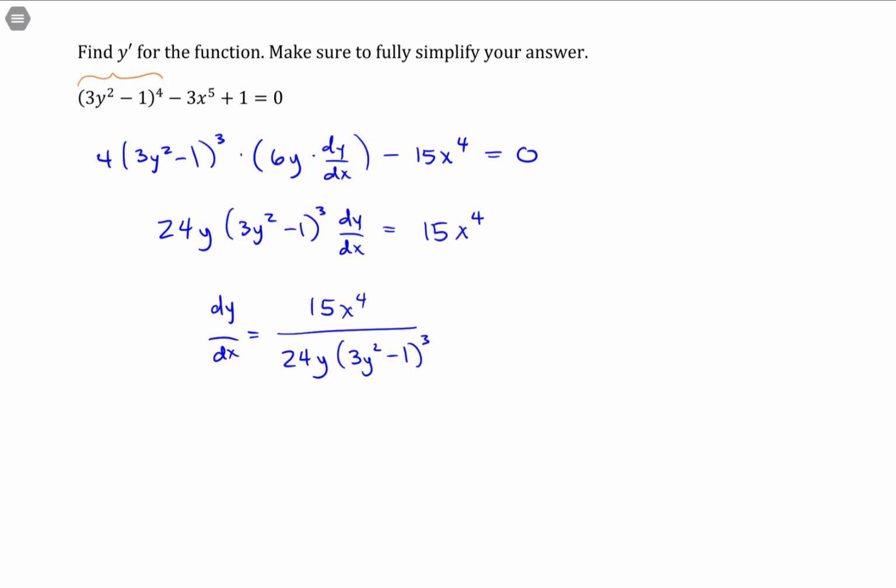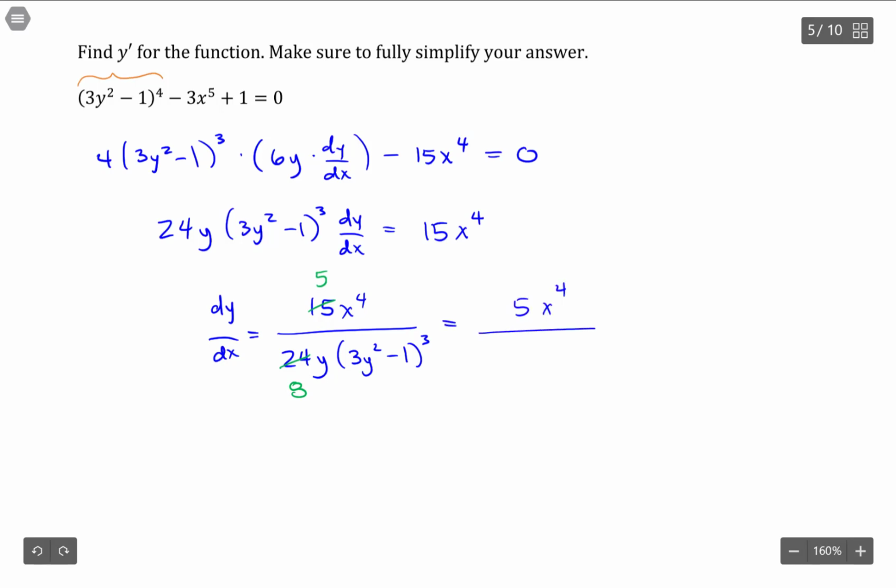Now, this problem did state to fully simplify your answer. I would be perfectly fine with this as an answer, but fully simplified, one thing that I do notice is there's a shared factor of 3 in the numerator and denominator. So 15 divided by 3 would give me 5. 24 divided by 3 would give me an 8. So the most simplified form would take that out. But like I said, it's not something that I would specifically take points off for on an exam.